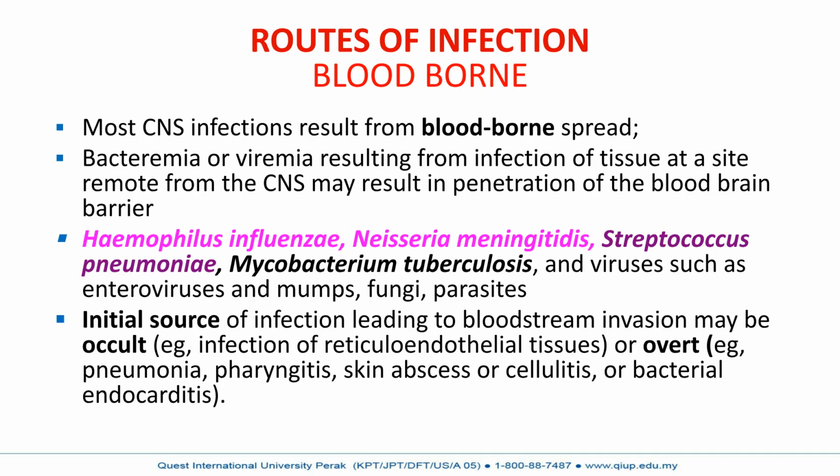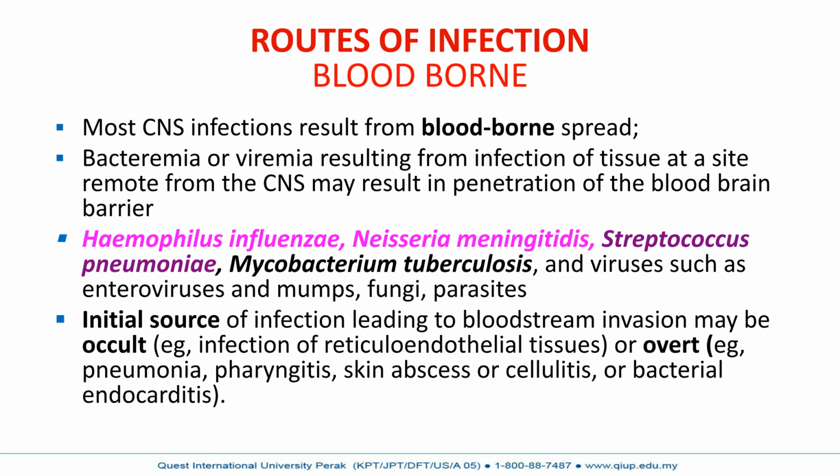Blood-borne spread begins with bacteremia or viremia, the presence of bacteria or viruses in the bloodstream. This bloodstream invasion usually results from infection at a site remote from the CNS. Here's the critical point. For CNS infection to occur, the pathogen must not only survive in the blood, but must also successfully penetrate the blood-brain barrier. So how do bacteria breach this barrier? They use the virulence factors we discussed earlier.